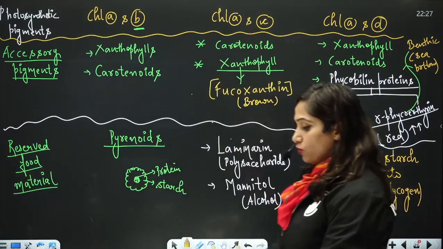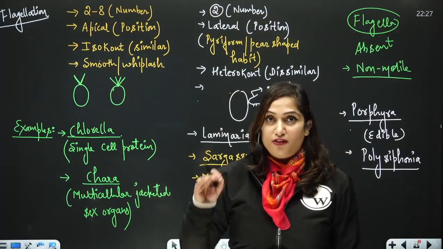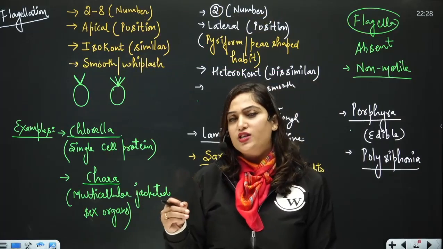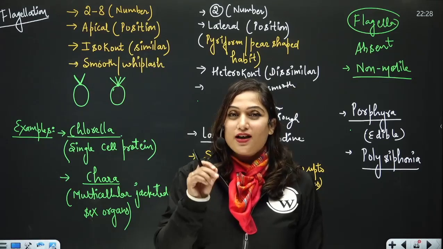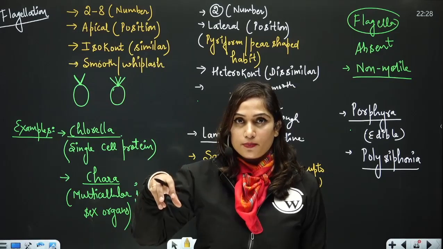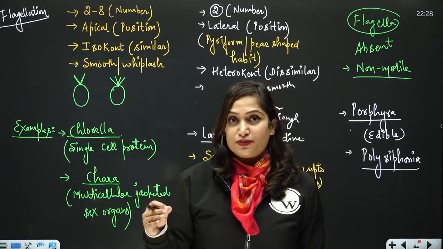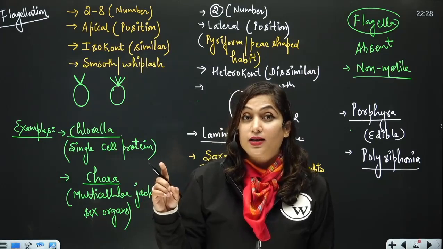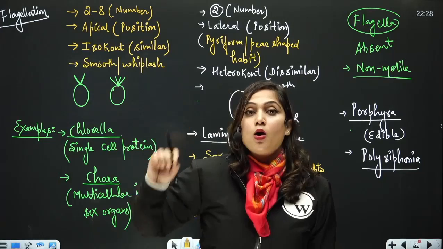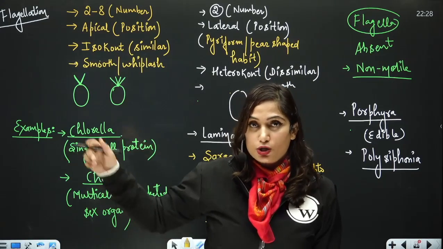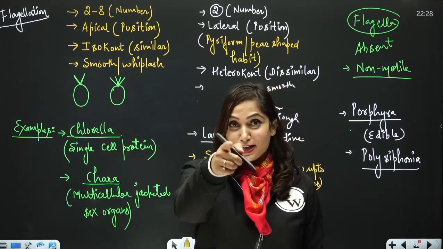Okay, let's move further. Oh my god, such an important point. Flagellation. See flagella, where can flagella be found in algae? If the algae is unicellular, the flagella can be found on its main body. Listen carefully to what I'm trying to say. If the algae is unicellular like Chlamydomonas, then it can have the flagella on the main body, or on the gametes, I've just shown you in case of Chlamydomonas, or on zoospores, the asexual spores.